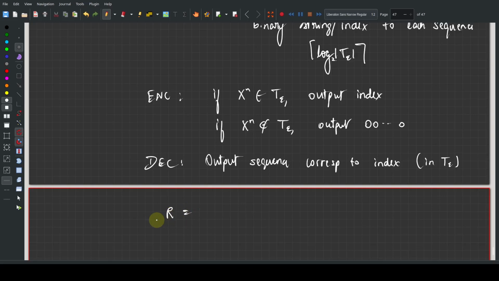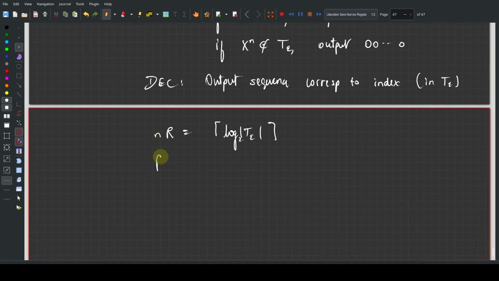It's basically the number of bits that you need to represent the compressed sequence. What would that be? Yeah? Correct. So it's log of T epsilon, right? It's log of T epsilon divided by n. So nR is equal to whatever, ceiling of log of T epsilon.